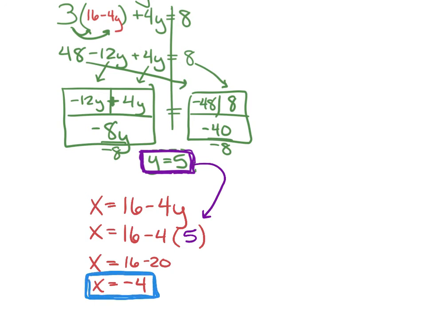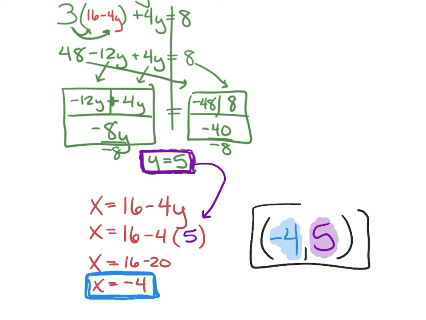All that's left is to write it as a coordinate pair. But remember, coordinate pairs are always x comma y. So my coordinate pair should be negative 4 comma 5, because the x goes first in a coordinate pair and the y goes second. And I got both of those pieces of my coordinate from different parts of the steps of solving a system by substitution.